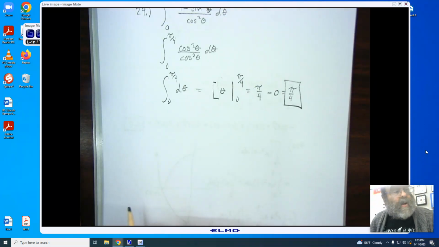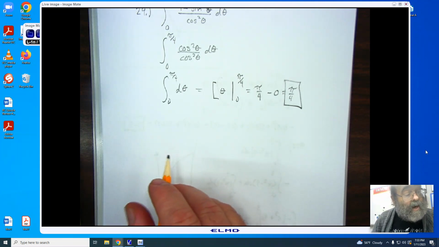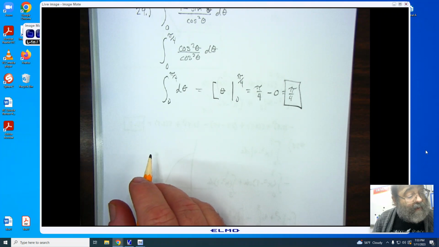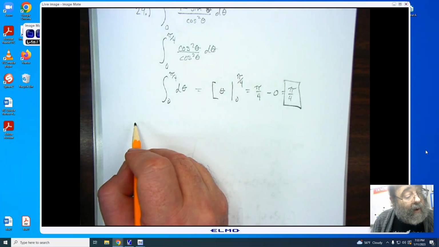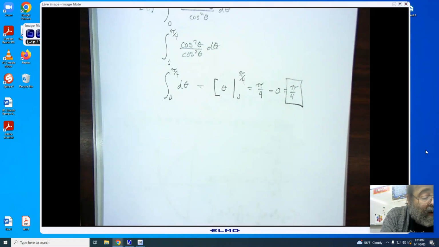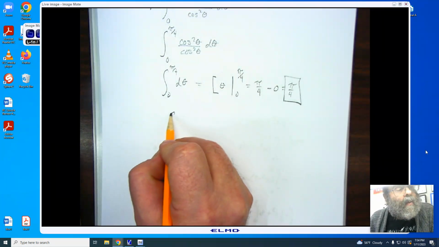Let's now go ahead and take a look at numbers 49. Now in the grouping of 49 through 53, we're talking about the mean value theorem for integrals. And the mean value theorem for integrals, if you recall in our notes, simply said that we are trying to find the value. So let's just write down our theorem.